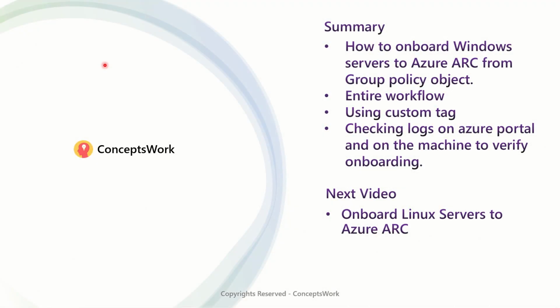So this was all about knowing how the onboarding of Windows servers works while using Group Policy Object. We have covered the entire workflow and how to use custom tags. What is the purpose of that? We have also checked how to review logs on the portal as well as on the machine. In the next video, I'm going to talk about how to onboard Linux servers to Azure ARC.